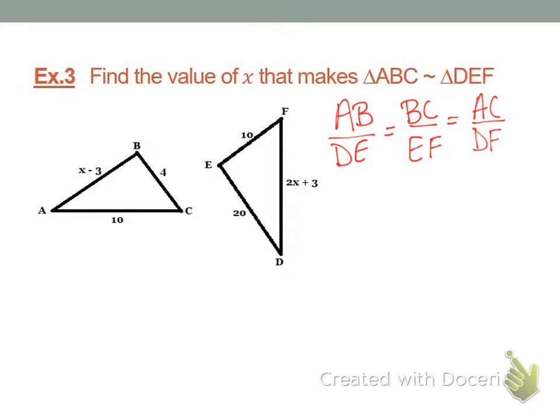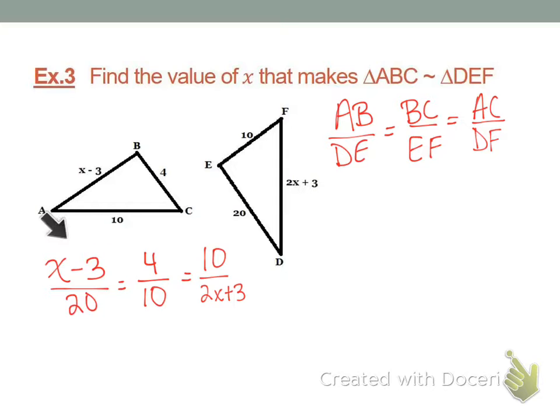What is AB labeled? Okay, and DE is 20. What about BC? 4, EF, 10. Let's go ahead and set up the last one. What is AC? 10 compared to DF, 2x plus 3. So you should be able to use either the front two ratios together or the back two together. And we should get the same answer for x either way.